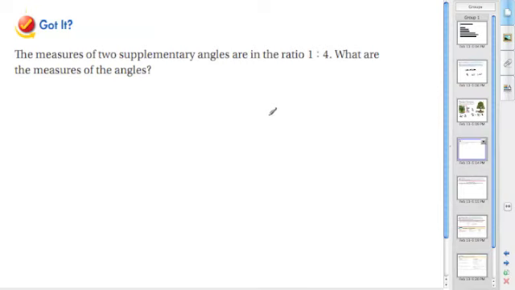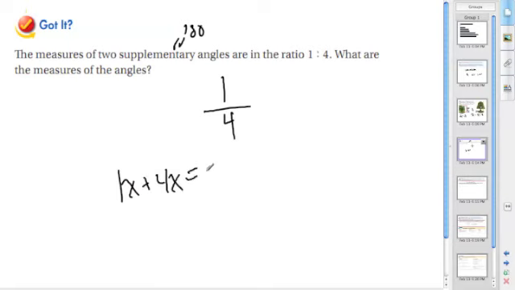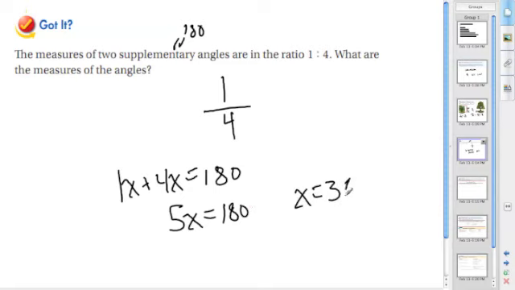So here's another example of ratios. It's 1 to 4, therefore it's 1/4. So we know that supplementary means they're equal to 180. So we have 1x plus 4x equals 180. So here it's simple algebra. 180 divided by 5 gives us 36. So if x is 36, 4x is 144, and if you add them up, you indeed get 180 degrees.